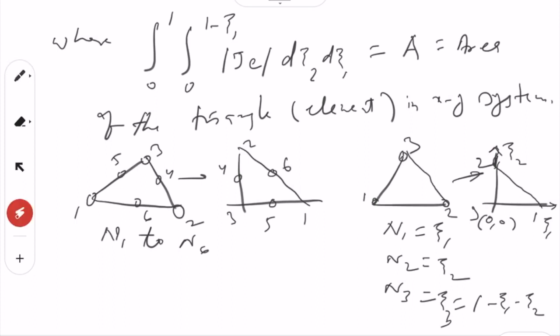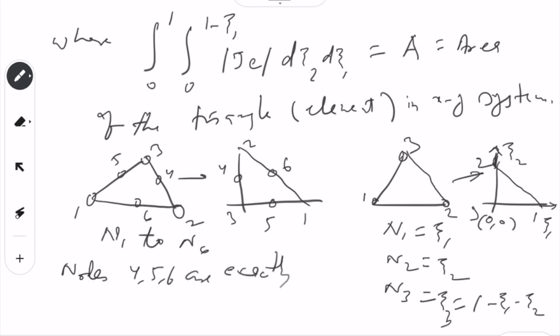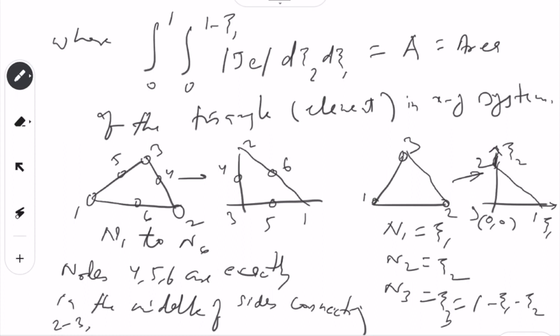Let us say this is exactly in the middle, so we can assume that nodes 4, 5, 6 are exactly in the middle of the lines or sides connecting 1 to 2, 2 to 3, then 3 to 1, respectively.